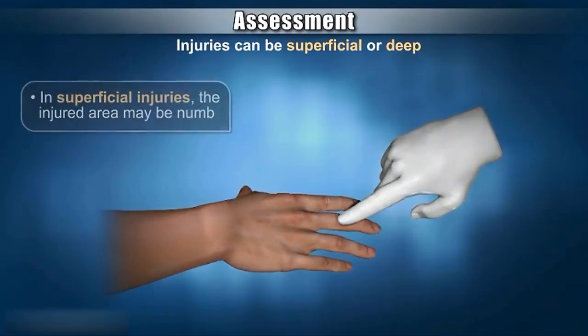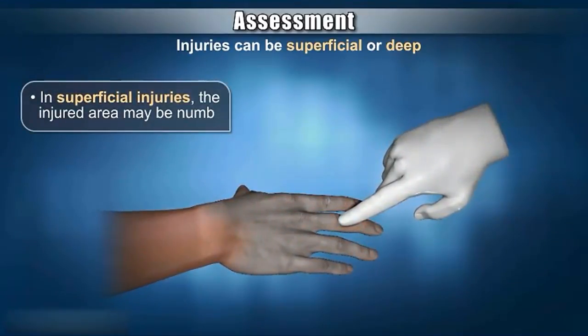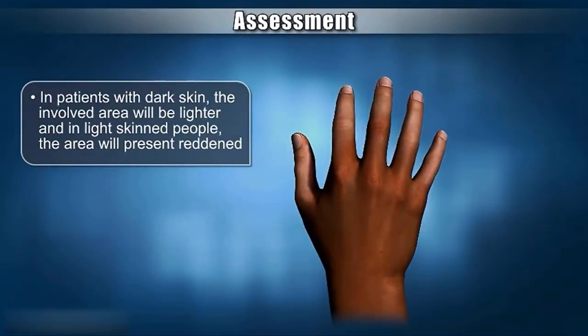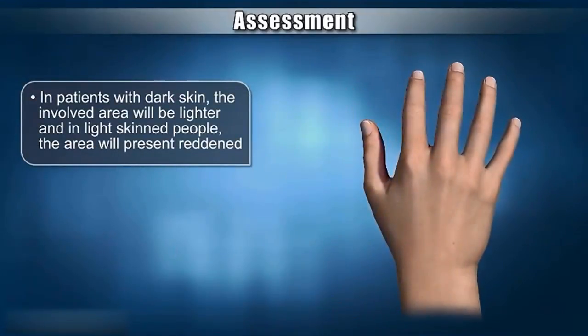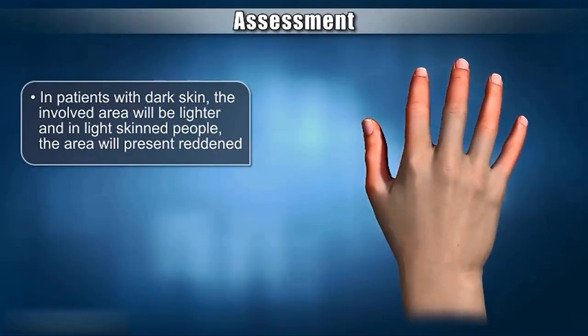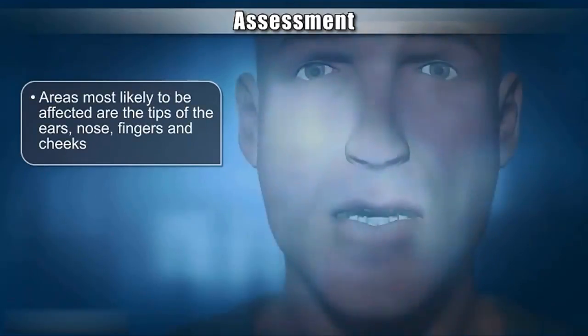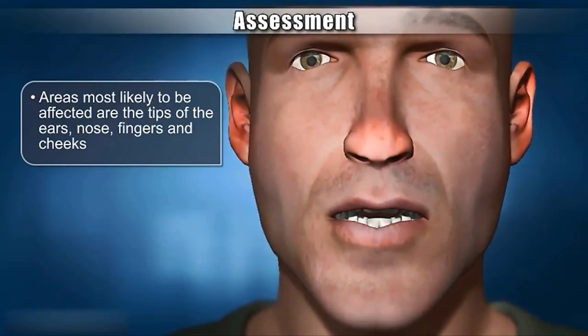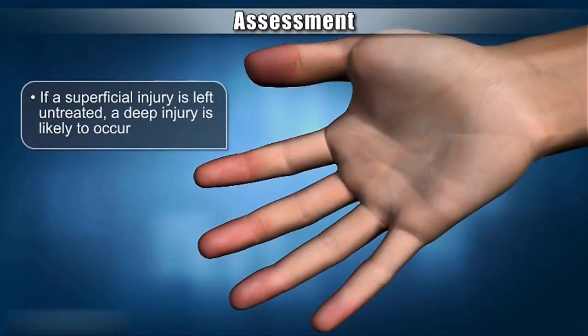Assessment. Localized cold injuries can be either superficial or deep. In superficial injuries, the injured area may be numb. In patients with dark skin, the involved area will be lighter, and in light-skinned people, the area will present reddened. Areas most likely to be affected are the tips of the ears, nose, fingers, and cheeks. If a superficial injury is left untreated, a deep injury is likely to occur.